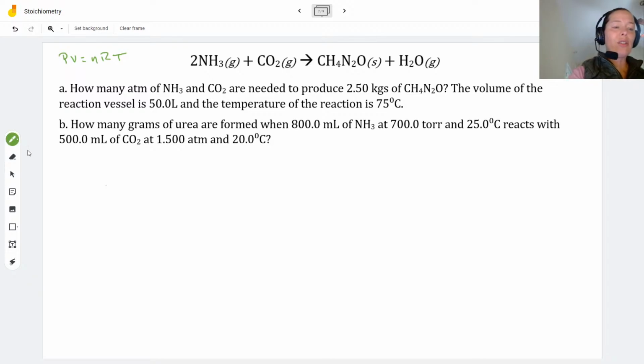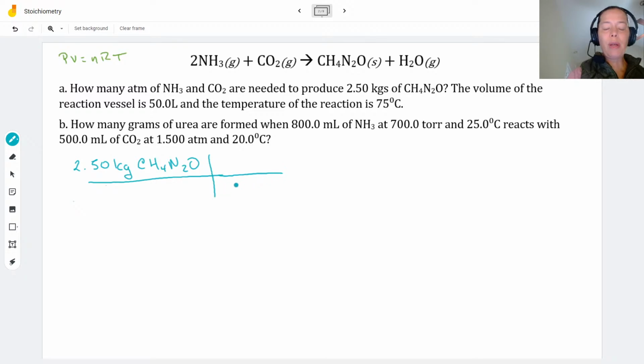So let's start with our 2.5 kilograms of urea, and let's just get that to moles, because that's going to take 2 steps, because of course we're starting with kilograms here. Okay, so we have kilograms of urea. My first step is to convert from kilograms to grams, because to get to moles, I have to use the molar mass. And the molar mass, of course, is just grams per mole, not kilograms per mole.